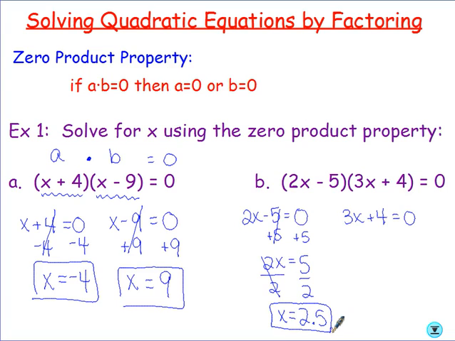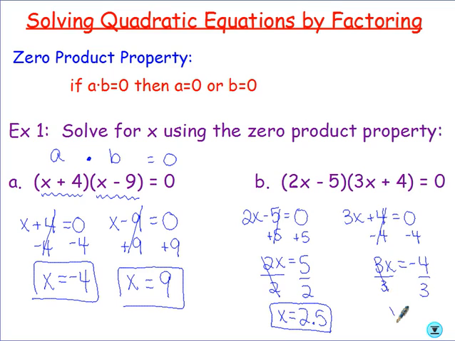So look at the other equation. If I want x by itself, the first number I got to move is 4. I'm going to subtract 4 from both sides. That leaves me with 3x equals 0, take away 4 is negative 4. Divide both sides by 3.